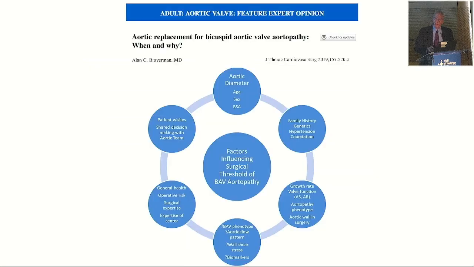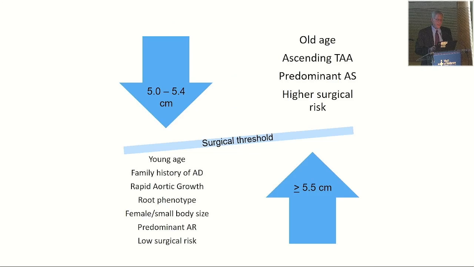So thinking about when to do surgery and the guidelines that we wrote, again, there's a lot of shared decision-making and a lot of factors that go into this. It's not just the size alone, the age, the risk, other factors regarding phenotype of the aorta, family history, patient's wishes. And again, when we think about lower risk patients with smaller aortic diameters, young age, family history, rapid growth, root phenotype, females with small body size predominate aortic regurgitation, which associates with more cystic medial degeneration and, of course, a low surgical risk, versus those that we weigh have higher surgical risks and probably lower risk outcomes.